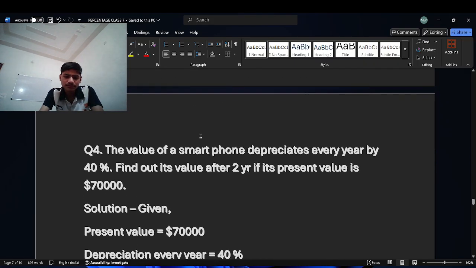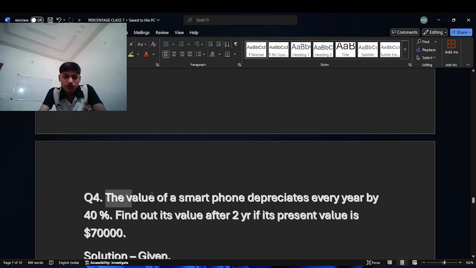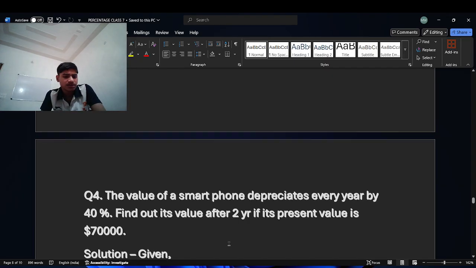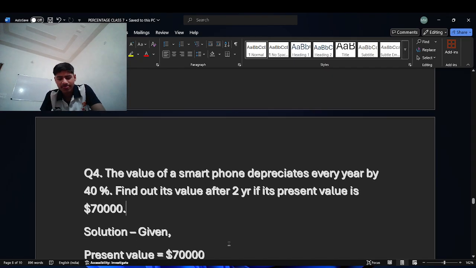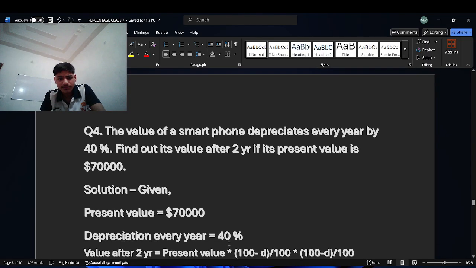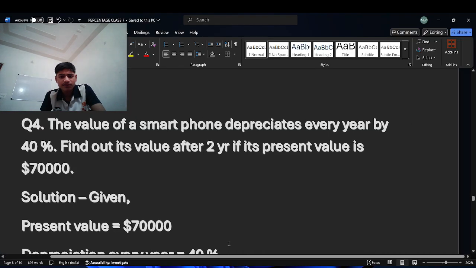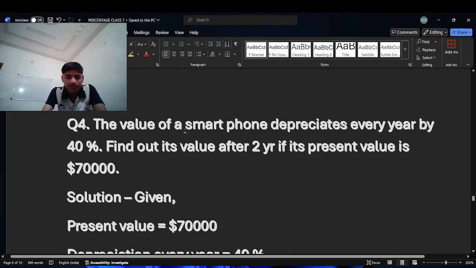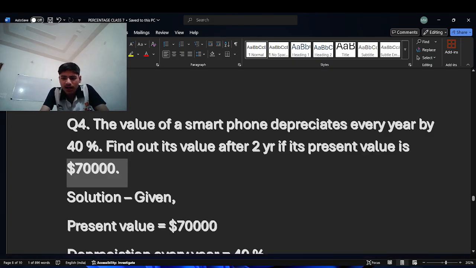Okay, question number 4. The value of a smartphone depreciates every year by 40%. Find out its value after 2 years if its present value is $70,000. These types of questions come in competitive exams, so I have brought this question because it is very important for you. The present value is $70,000, today's value.